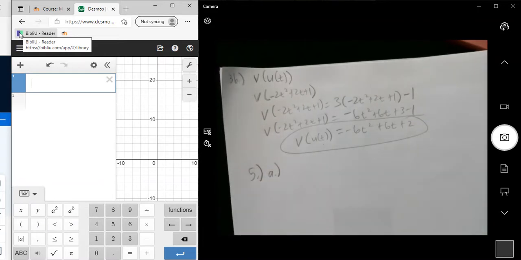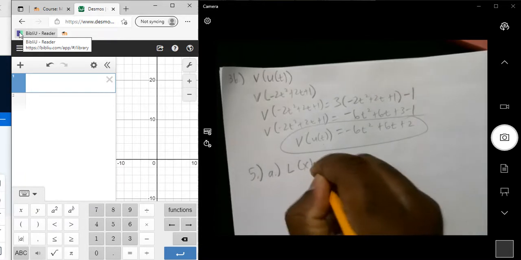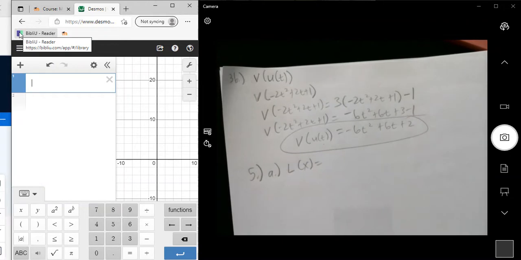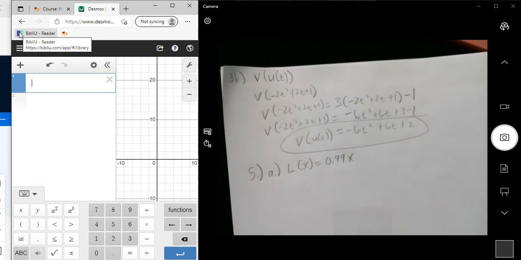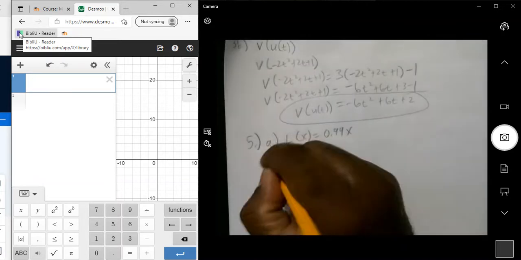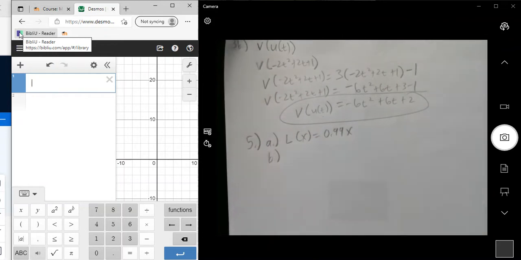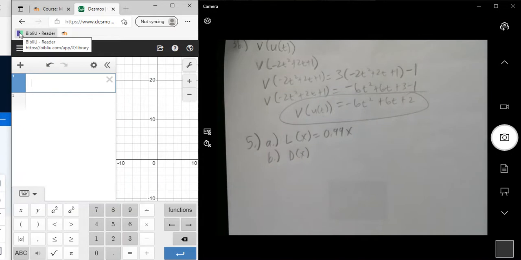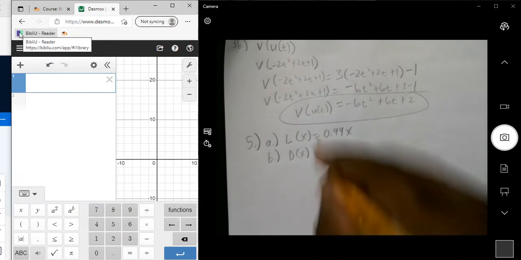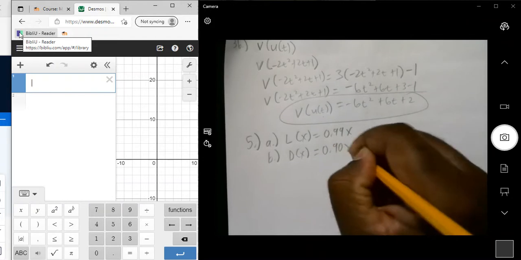Now, A, it says write an equation for L of X that represents the number of collisions in which the seatbelt locks. So it'll be L of X, and it says the seatbelt locks 99% of the time. So we'll write it as a decimal. So it'll be 0.99x. Now we go to B. Write an equation for D of X that represents the number of collisions in which the airbag deployed. So D of X, and it tells us that 90% of the time the airbags were deployed. So it'd be 0.90x.